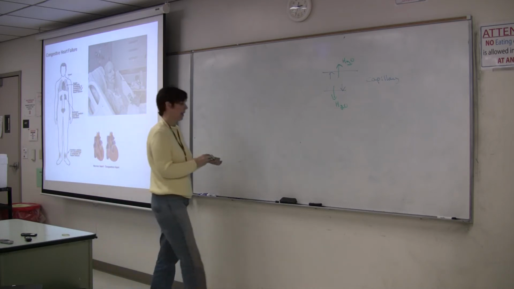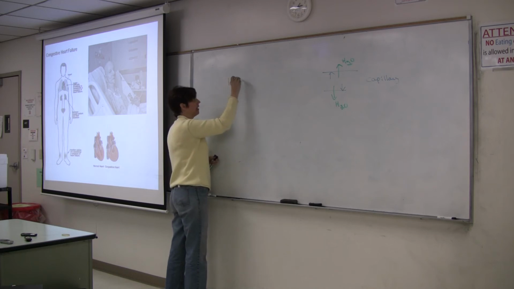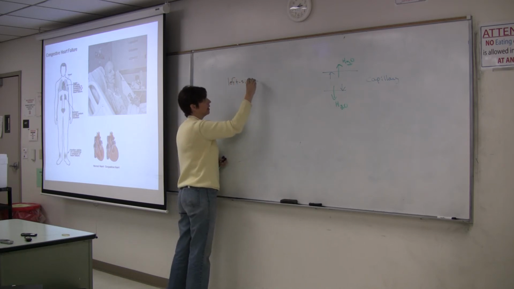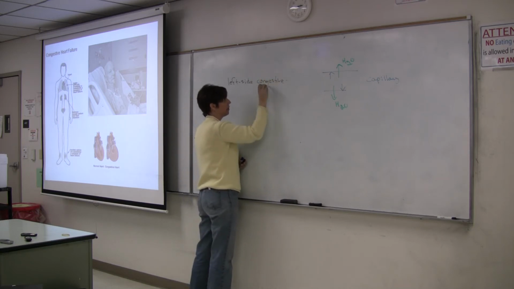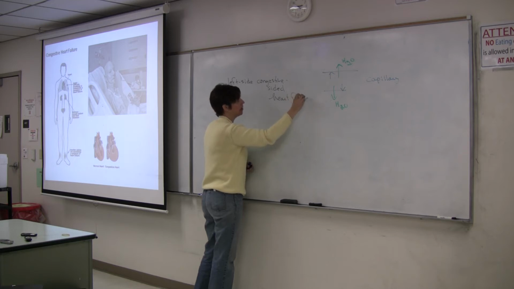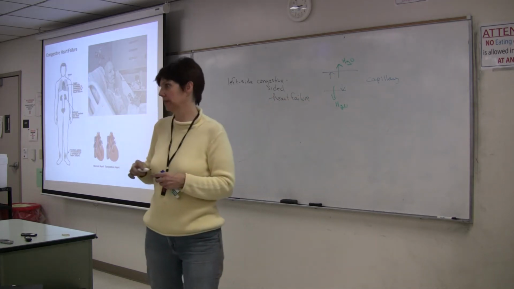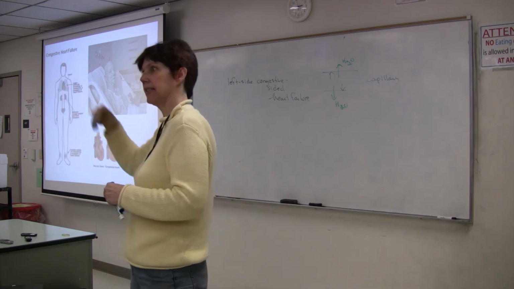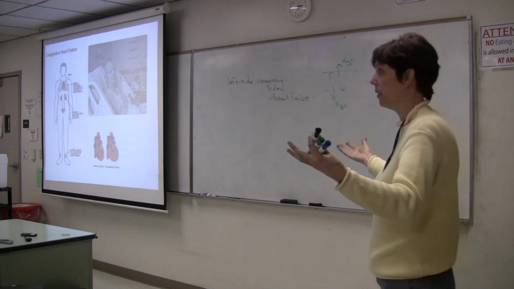Now, if we have left-sided congestive heart failure, that means that the left side of the ventricle is not strong enough to pump as much blood out of the ventricle as is coming in. So it starts to back up. And the first place it backs up is into the left atrium. And then it backs up into the pulmonary veins.